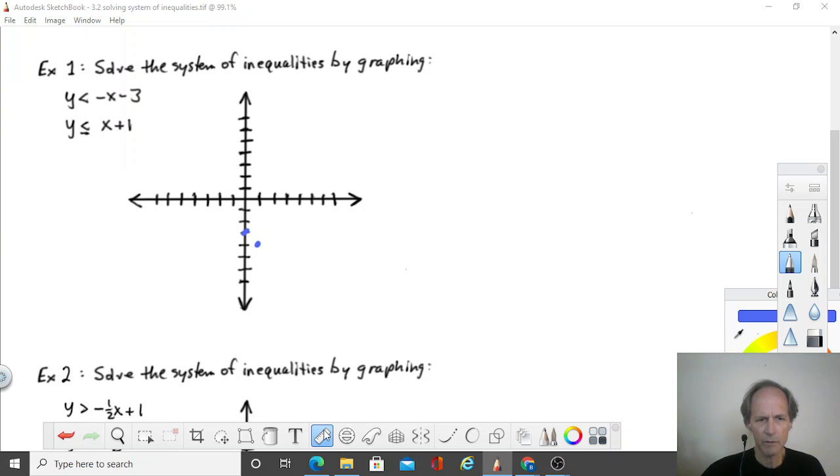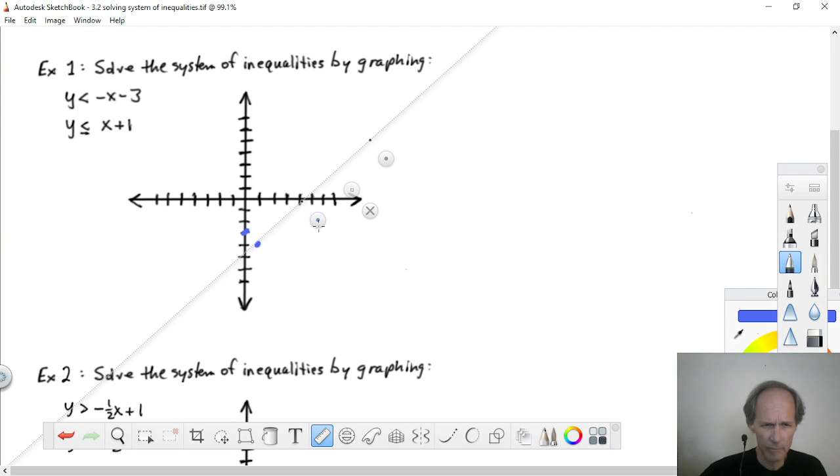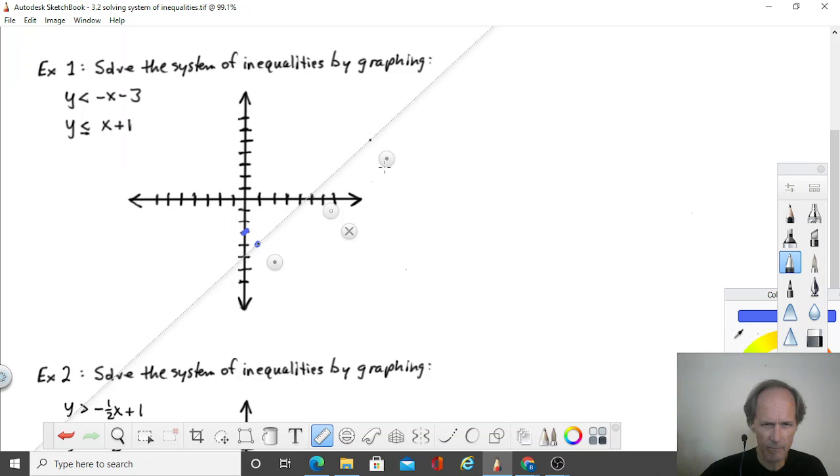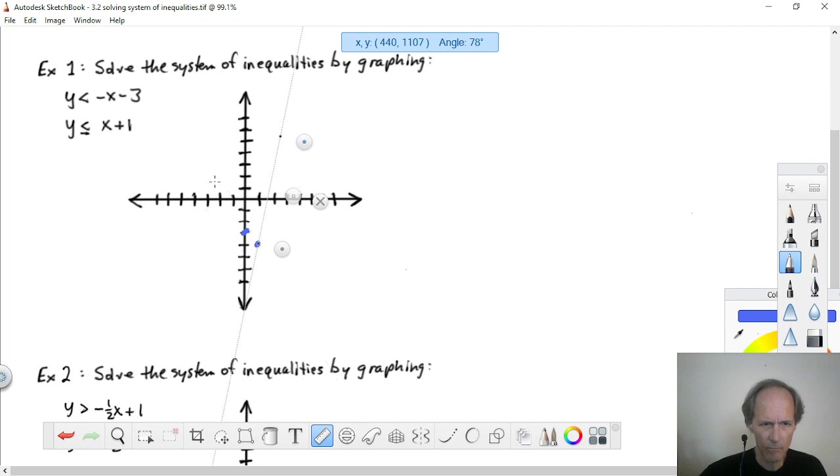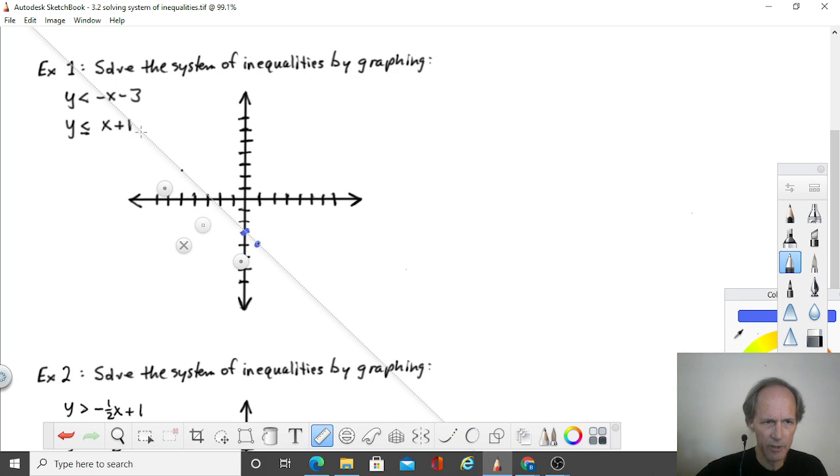So use this ruler. Get it lined up on those points. And now I'll just make a dashed line. Okay. So there's the dashed blue line for that one.